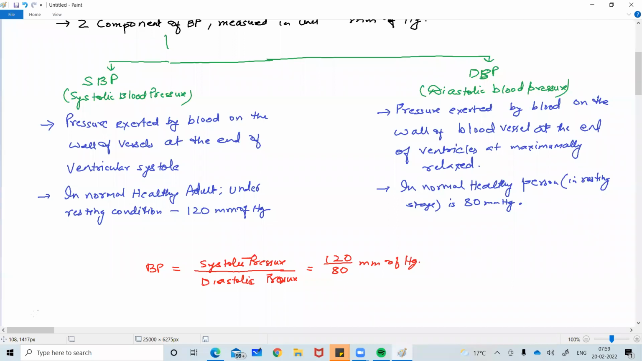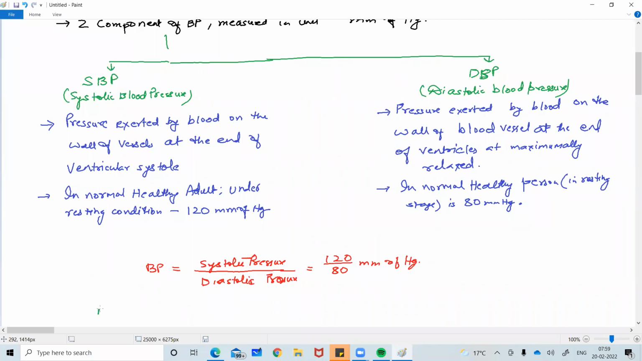Actually, the highest blood pressure is when they are in the fetal stage, at that time they have maximum blood pressure. When the child is born, their pressure is around 90 by 55 mm of Hg. That is for a newly born child.